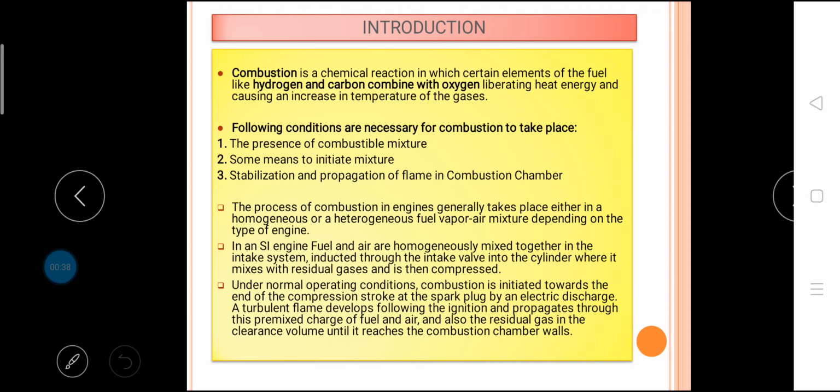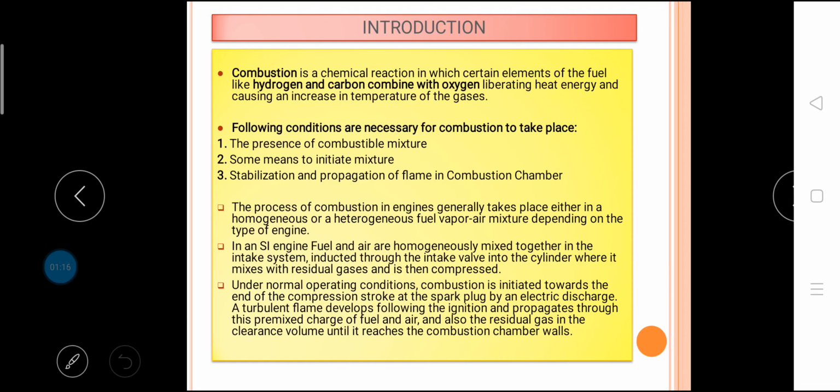Combustion is a chemical reaction in which certain elements of the fuel like hydrogen and carbon combine with oxygen, liberating heat energy and causing an increase in temperature of the gases. The conditions necessary for combustion are the presence of combustible mixture and some means of initiating the process. The theory of combustion is a very complex subject and has been a topic of intensive research for many years. In spite of this, not much knowledge is available concerning the phenomena of combustion.